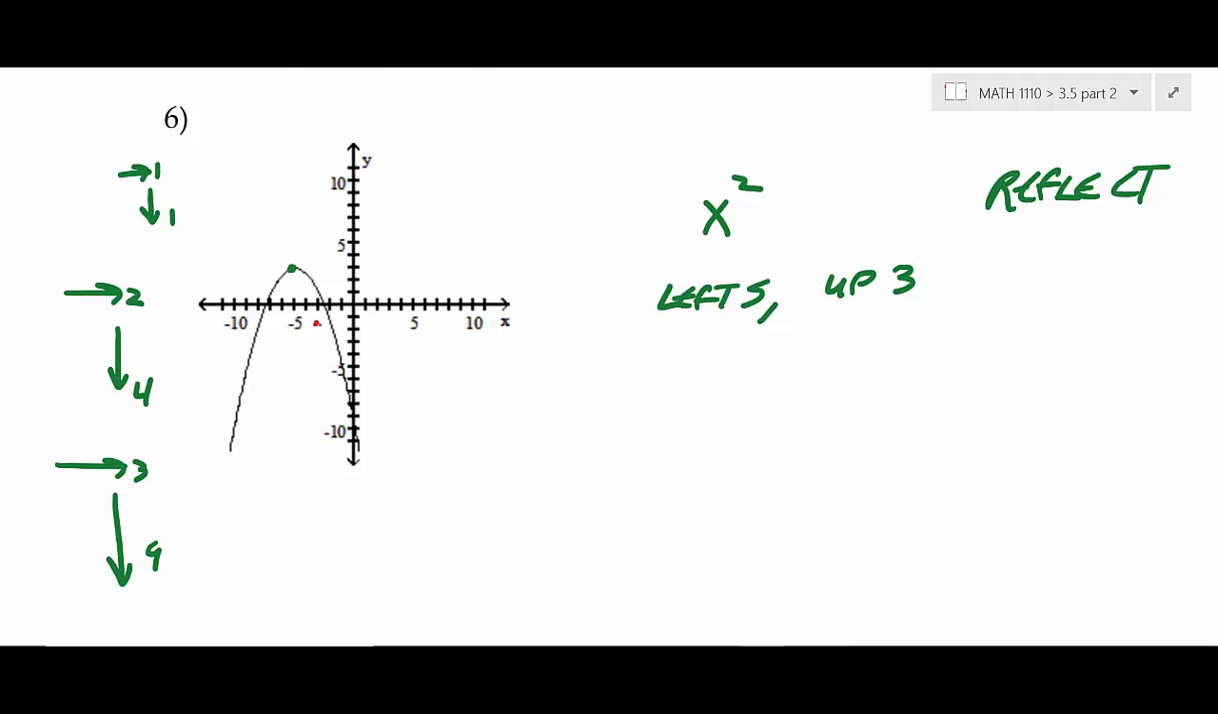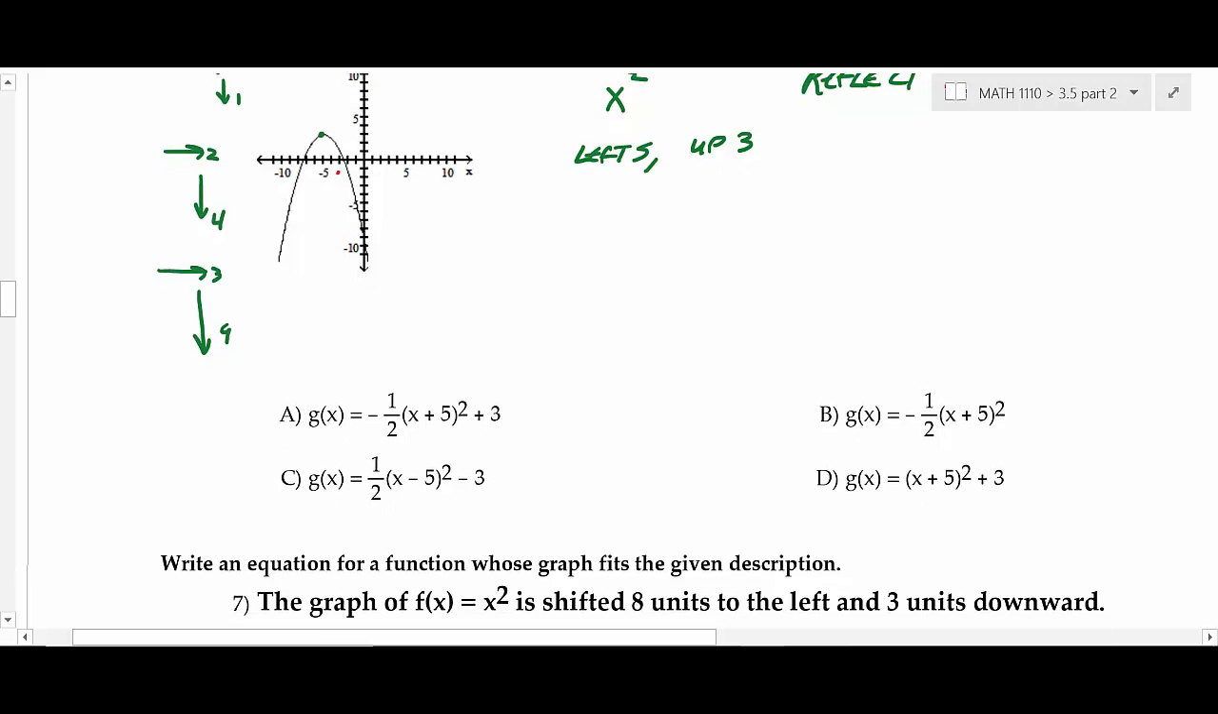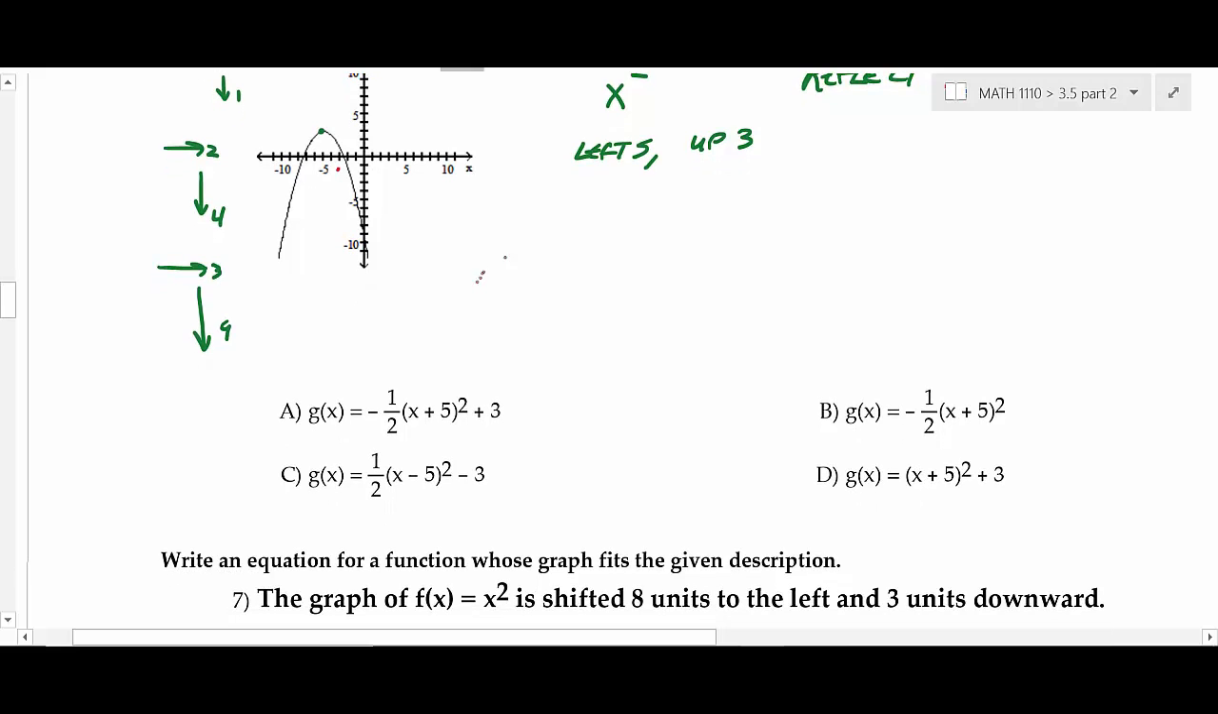Okay, now this is multiple choice, so you could reason this out. So let's see. We're going left 5, up 3, and reflecting, and then what's happening is that parabola basically is kind of widening out like this. So which one do you think it is?